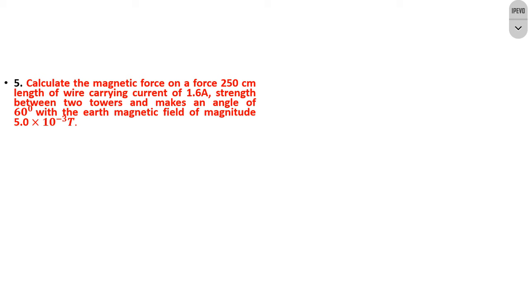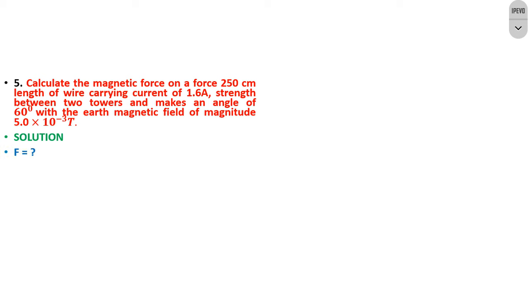Calculate the magnetic force on a 250 centimeters length of wire carrying current of 1.6 ampere. The strength between the two towers and makes an angle of 60 degrees with the earth magnetic field of magnitude 5 times 10 to the power minus 3 Tesla. This was what they wrote. So I'm not too comfortable with the sentence, but I can bring out something from the equation.